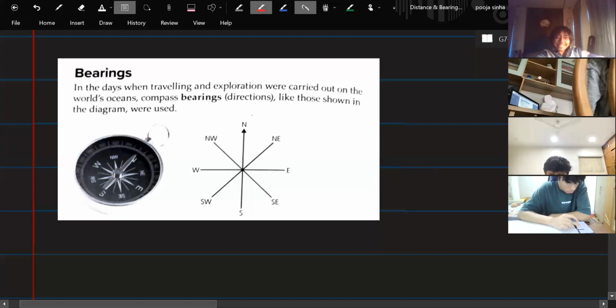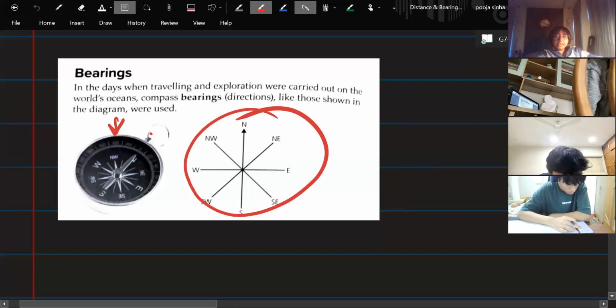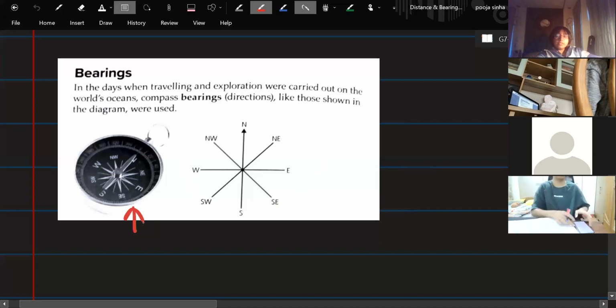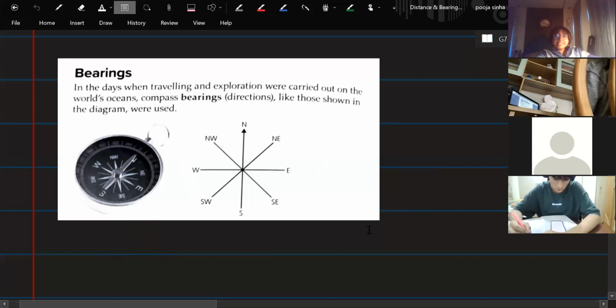All right. So these directions are clear to us. Where do we use these directions? To locate, right? What is this thing that we've seen before? It's a compass. And who uses a compass? Sailors in the olden days. Adventurers. Okay, so sailors, right?